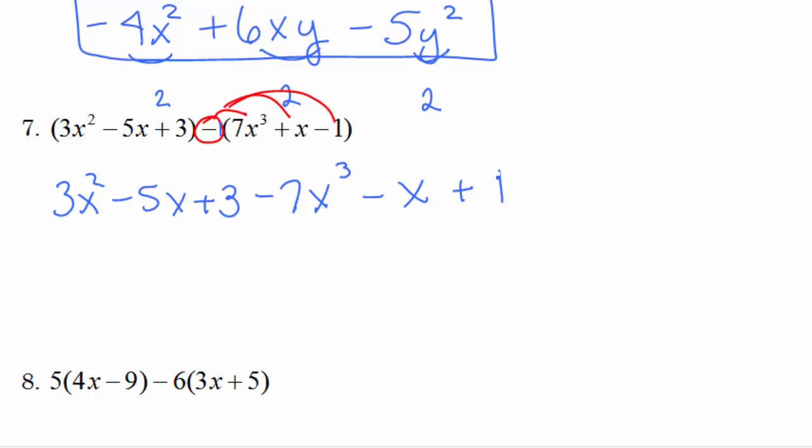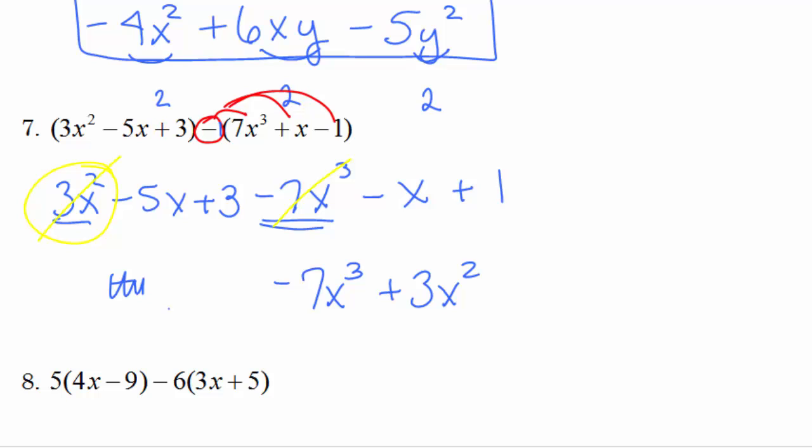Now I'm going to combine like terms. I have negative, oops, I almost put them together. You almost let me do that. That would be wrong. Those are not alike. One's x squared, one's x cubed. So let's start with this one. That's negative 7x cubed. Then I have 3x squared, and it's positive.